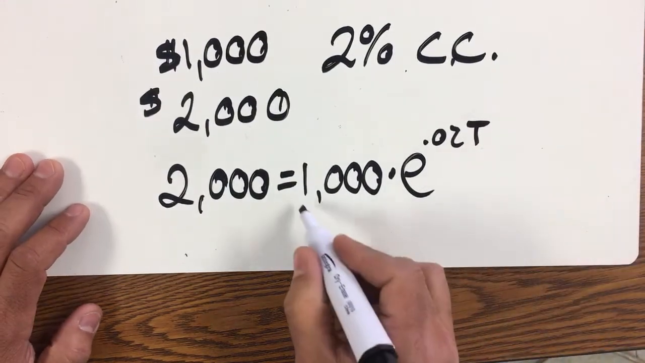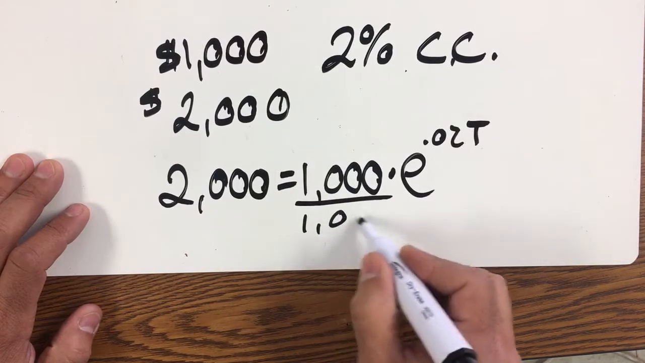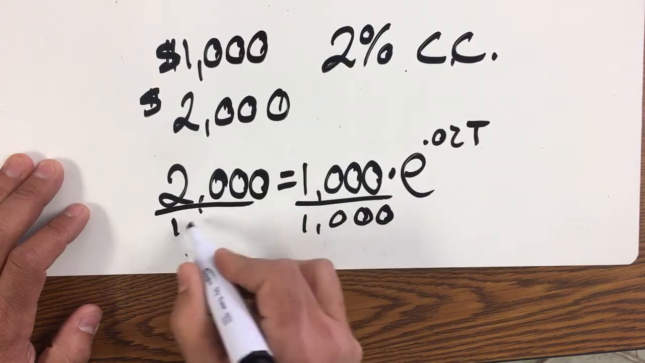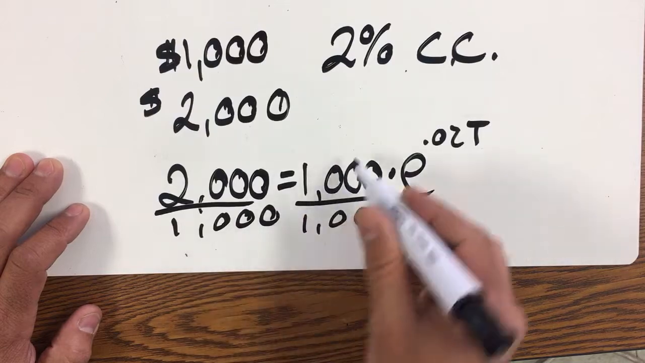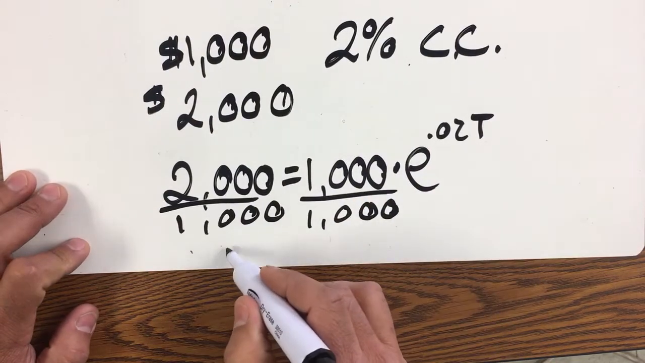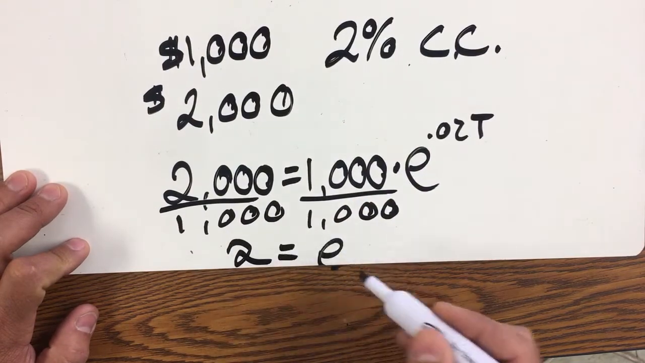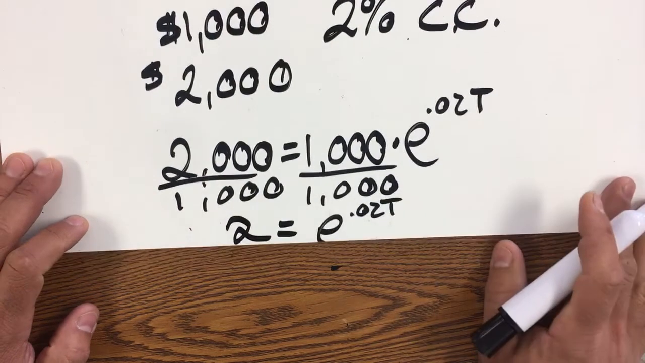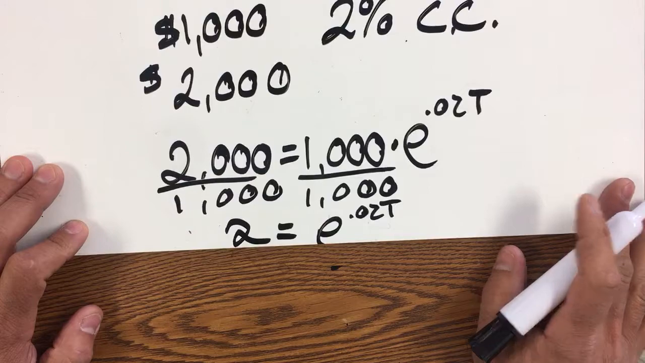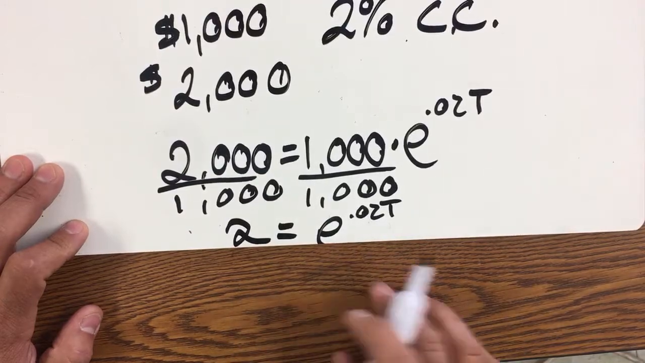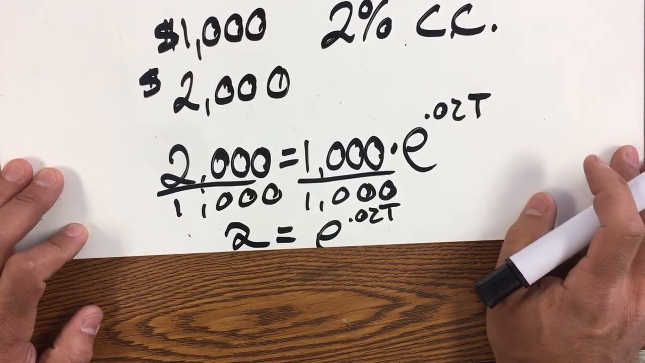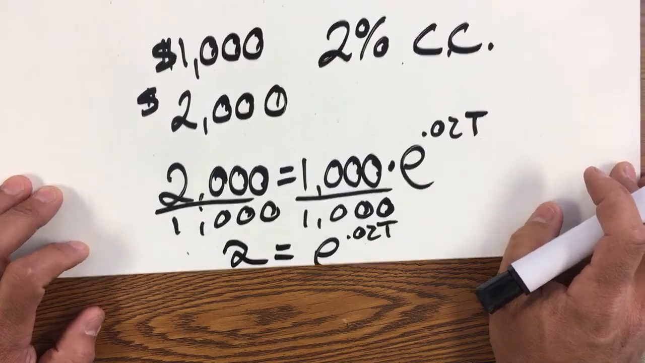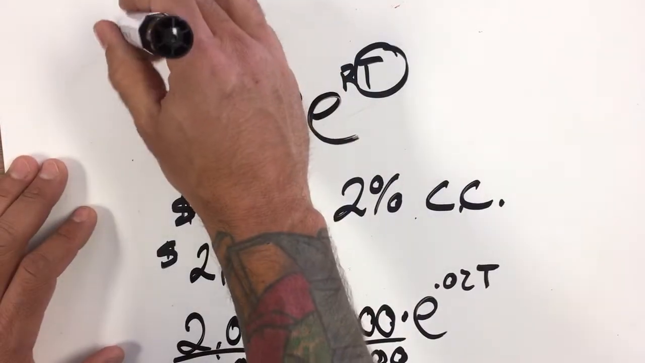So the first thing I'm going to do is divide both sides by 1,000. That cancels out, and I get 2 equals e to the 0.02t. So now I have to figure out how to get rid of an e. And the way that we do that is called the natural log. So the term is natural log.